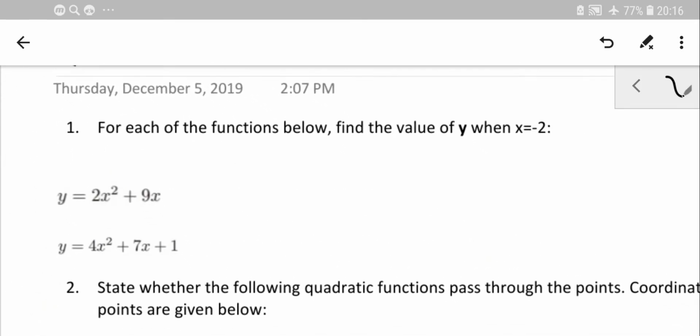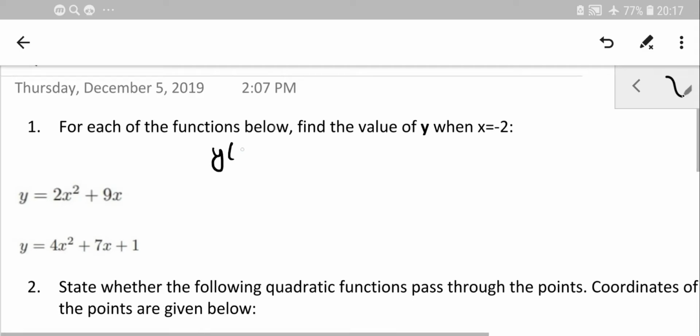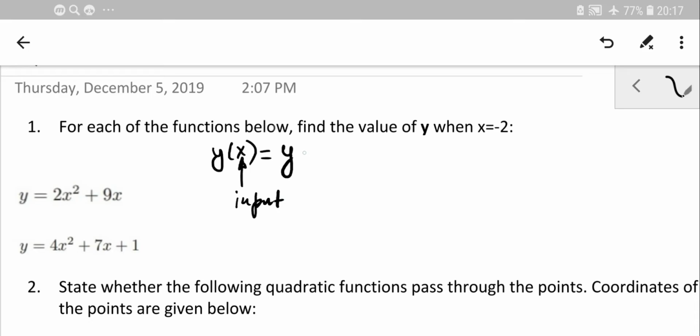First one. Alright, for each of the functions below, find the value of y when x is negative 2. So, just remember what a function tells you. Just give me the argument for x and I'll give you the output for y, right? So that's input and I'll give you output for y. So we know x, so basically we know input, and we're gonna just calculate according to the specific rule set up here by each function. We're gonna calculate the outputs.